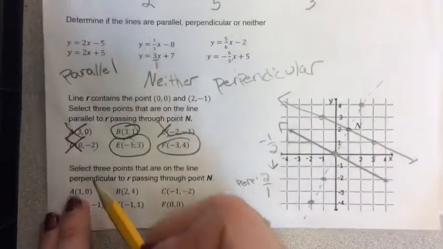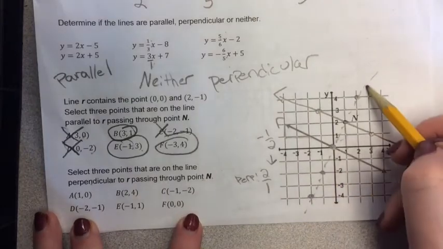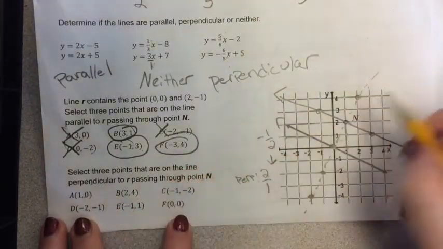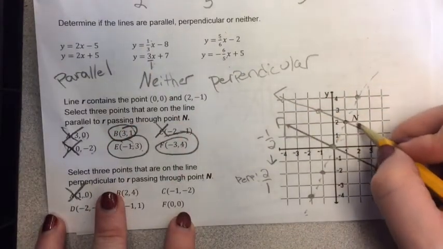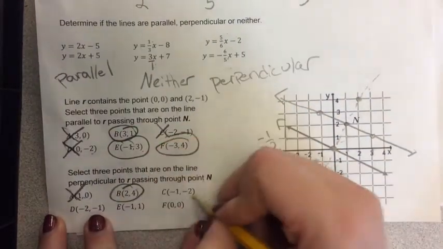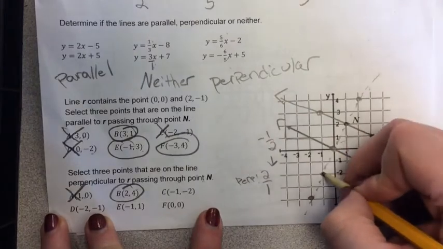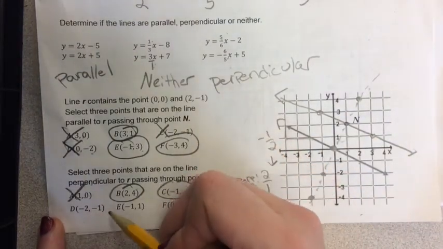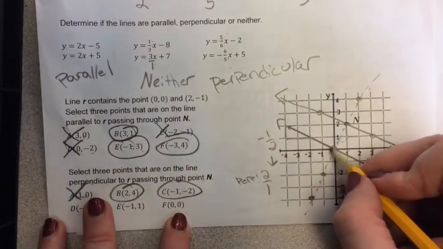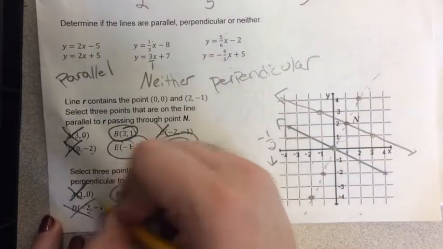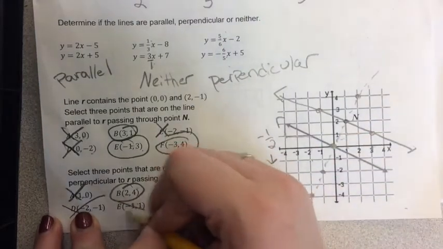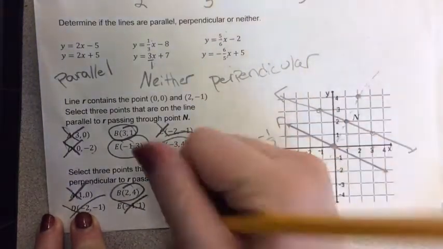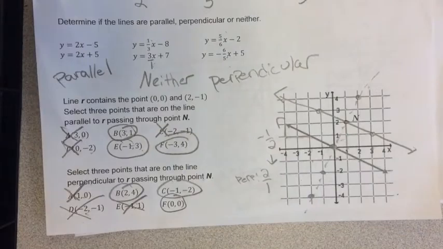All right, so now let's see which of these points are going to be on this dotted or my perpendicular line. So 1, 0, no. 2, 4, yes. -1, -2, yes. -2, -1, no. -1, 1, no. And 0, 0, yes. So that's how you deal with perpendicular or parallel lines.